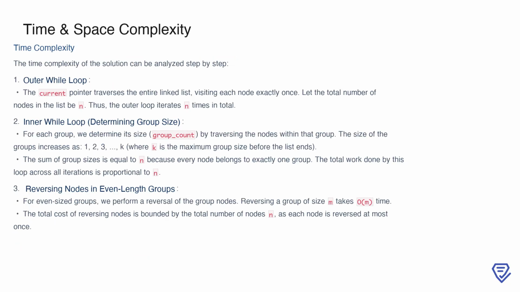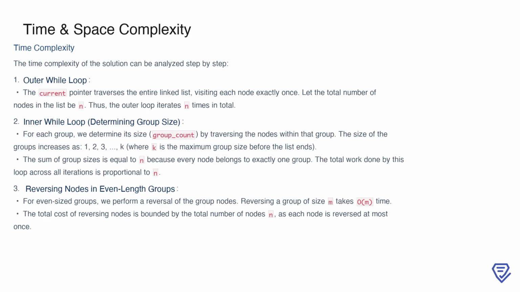To analyze the time complexity, let's break it down step by step. First, the outer while loop is responsible for traversing the entire linked list. Since the current pointer visits each node exactly once, and there are n nodes in total, this loop runs n times. Next, for the inner while loop, we determine the size of each group. The group sizes follow the pattern 1, 2, 3, and so on, until all nodes are grouped. Since every node belongs to exactly one group, the total work done by this loop is proportional to n.